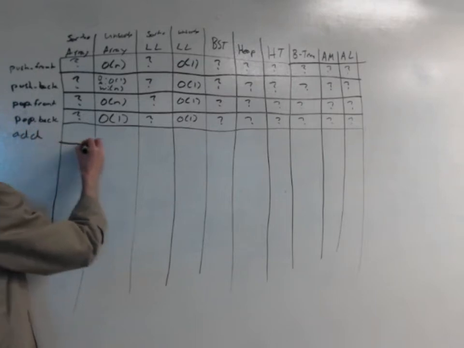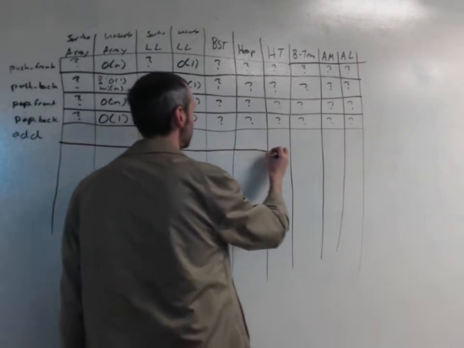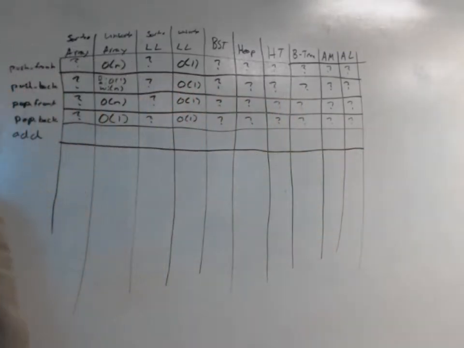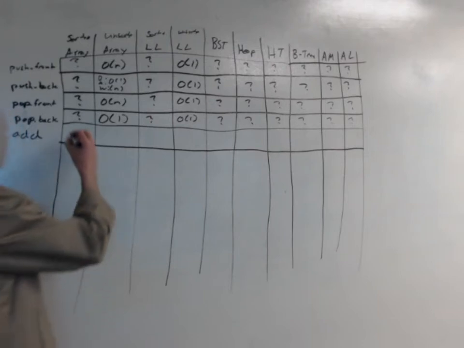adding a variable anywhere? Just adding it to the data structure. Now things are going to start making sense. Sorted array, how hard is it to add to it? O of n. Why is it O of n? Because you have to look through. It's sorted, so you can run a binary search, which is log of n, to find where it goes. But then you have to shift everything down.